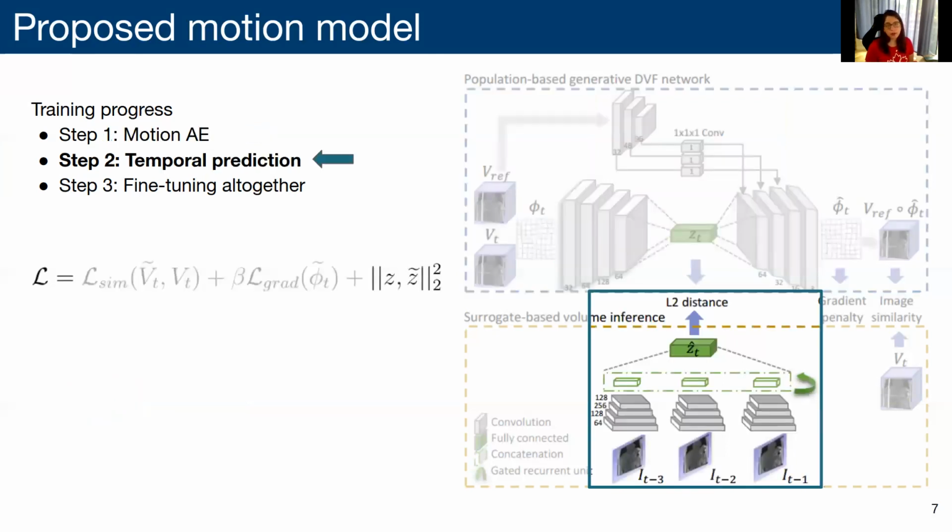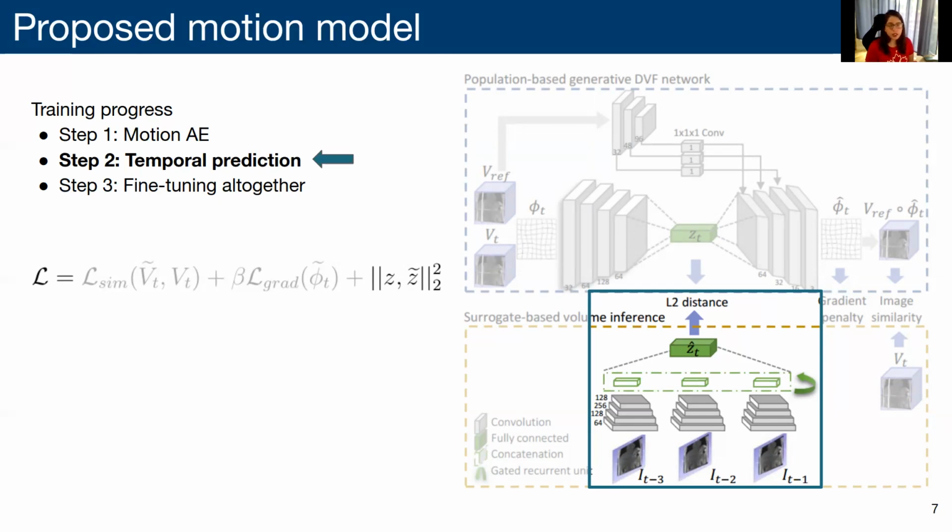The second part of the model contains the temporal predictor. It receives a sequence of images where each image is concatenated with their corresponding slice in the reference volume. Then they are processed individually by a 2D feature extractor network and fed to recurrent units to predict one or more embeddings corresponding to future time steps.